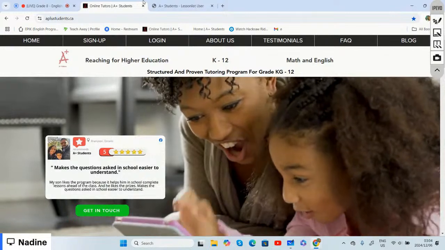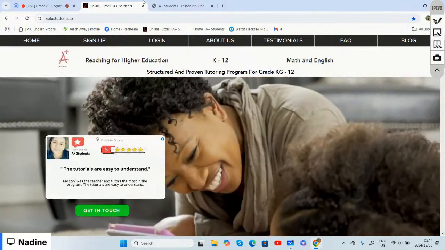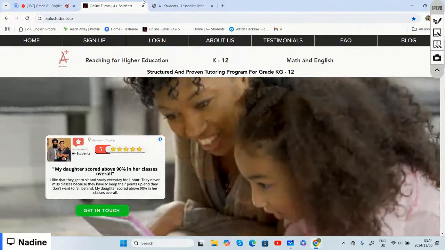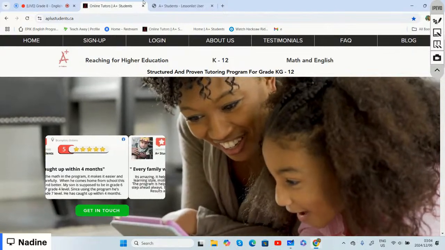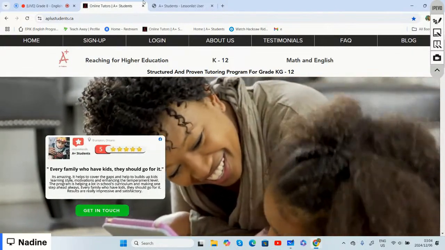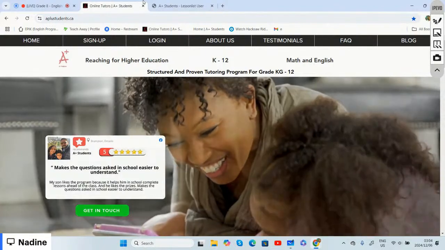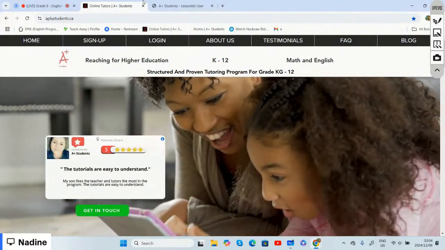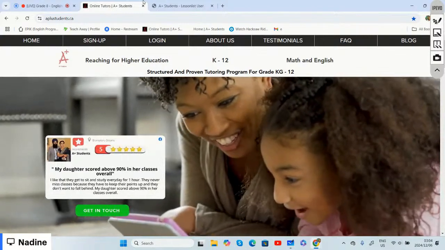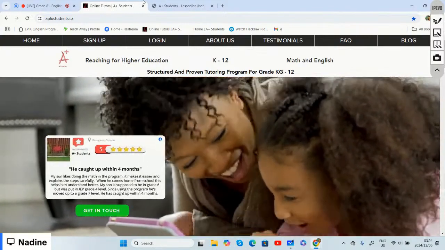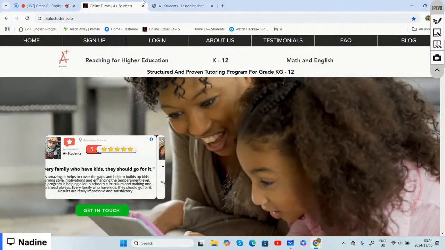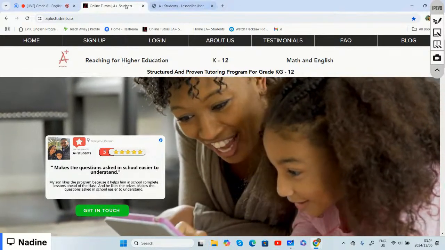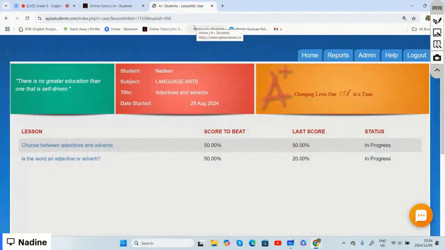Once you've logged on to aplusstudents.ca with our username as well as our password, we're going to select the subject of English language arts. We're doing grade 8. And then we scroll down until we get to our chapter of adjectives and adverbs.